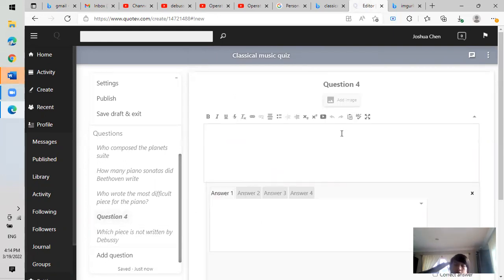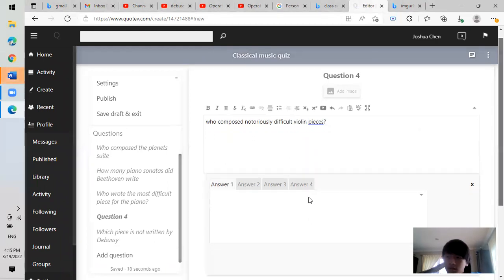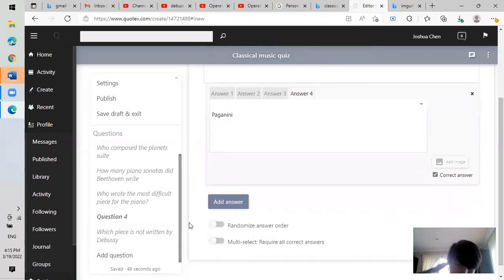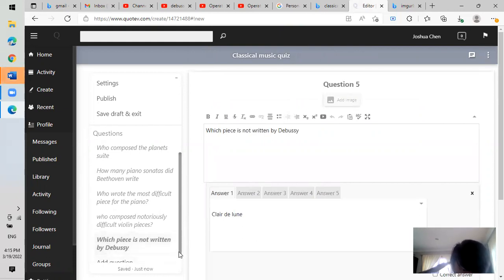Question 4. Which piece? Okay. Composed. Notoriously difficult violin pieces. First, then Bach, Mozart, Paganini. Paganini is the correct answer, obviously. I think that's enough. Yeah.